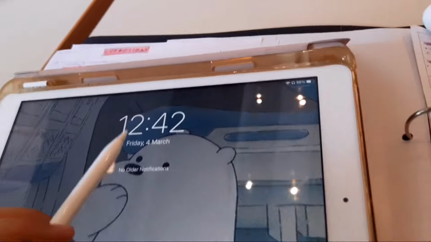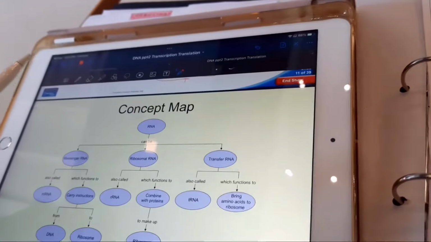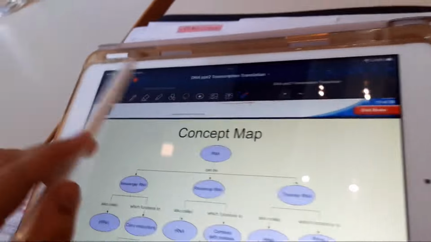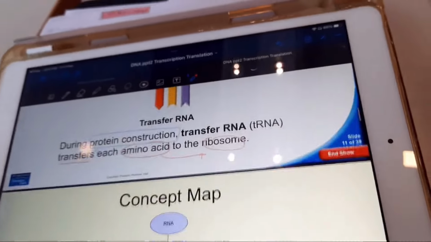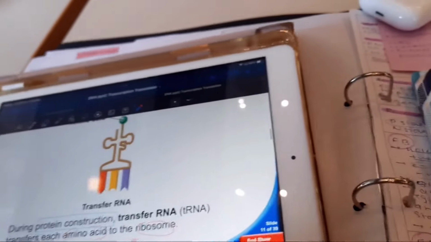It is 12:42 right now. My mom just called because she has to go out, so I have to take care of my sister at home. I completed some part of chemistry and some part of bio. So now I'm going to pack up and head towards home.